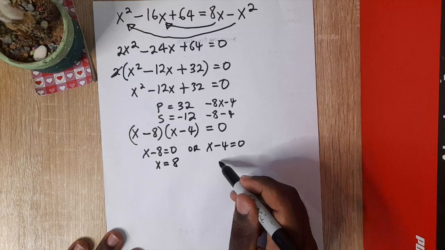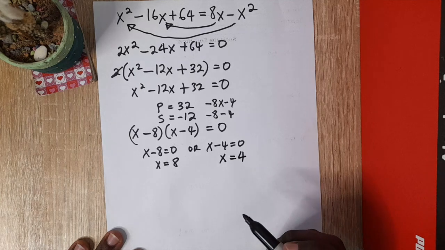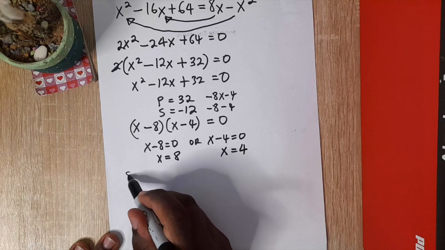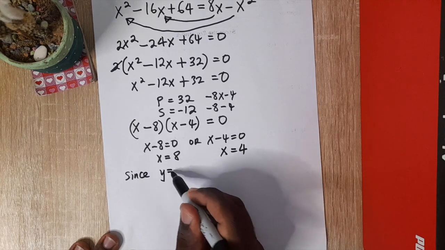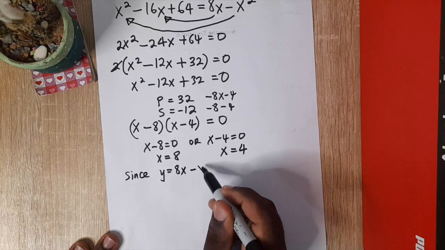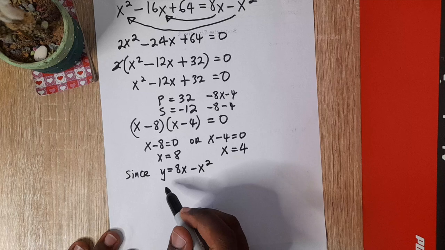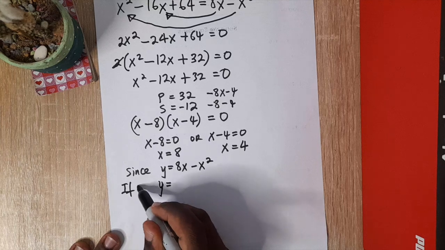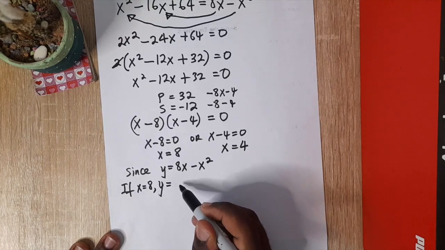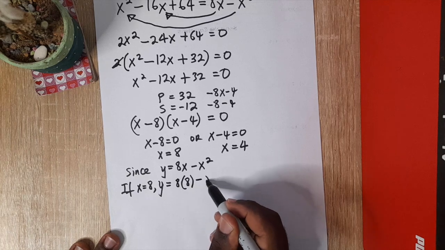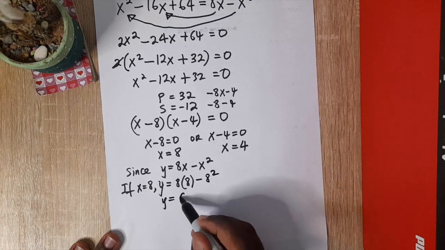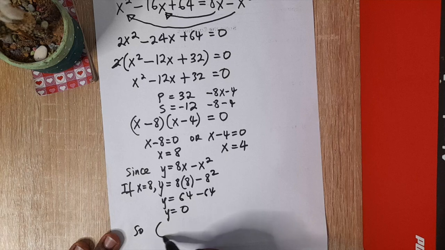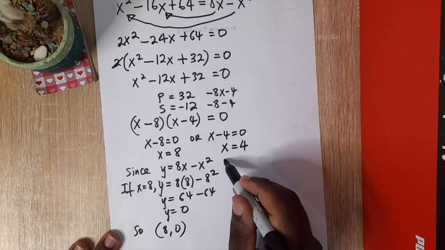Now, x minus 8, when you solve that, becomes x equals 8, and the other factor, x equals 4. These are the x solutions, but we need the y solutions. Since we know that y equals 8x minus x squared, I just chose one of the two quadratic equations. If x equals 8, I can substitute 8 for x, so I'm going to multiply 8 times 8 minus 8 squared. So 8 times 8 is 64, 8 squared is 64, y equals 0. So that means the point is going to be (8, 0).